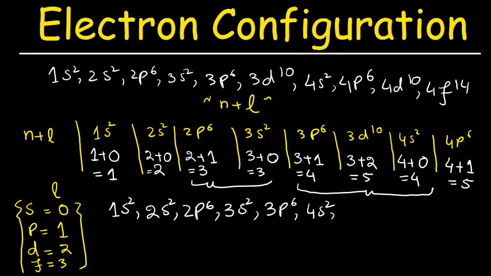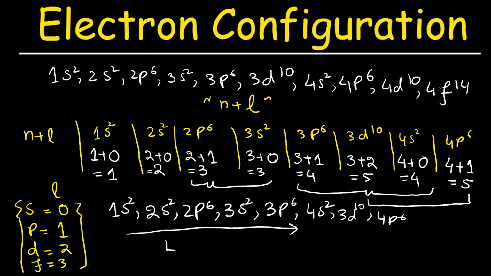Now again, the n plus L value of 3d10 is equal to 4p6. The principal quantum number of 4p6 is more than 3d10, so we will first write 3d10 and then we will write 4p6. So in this way, in increasing energy order, electrons will fill or occupy the subshells of an atom.